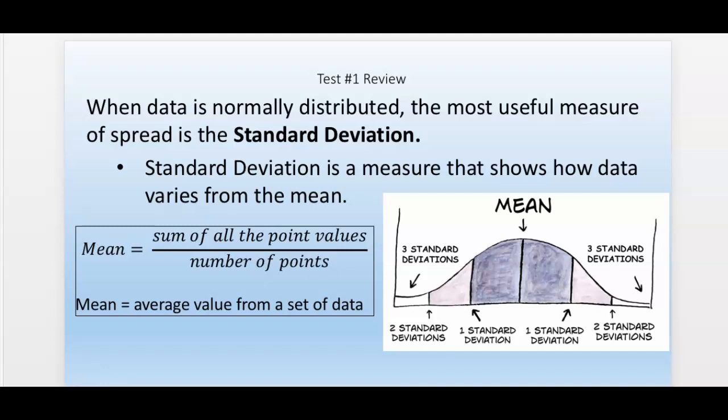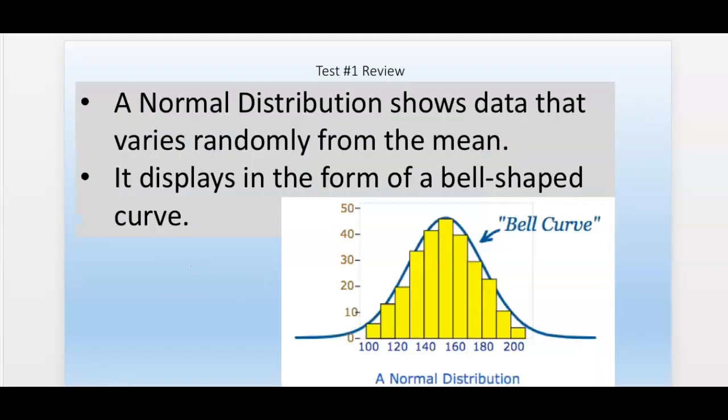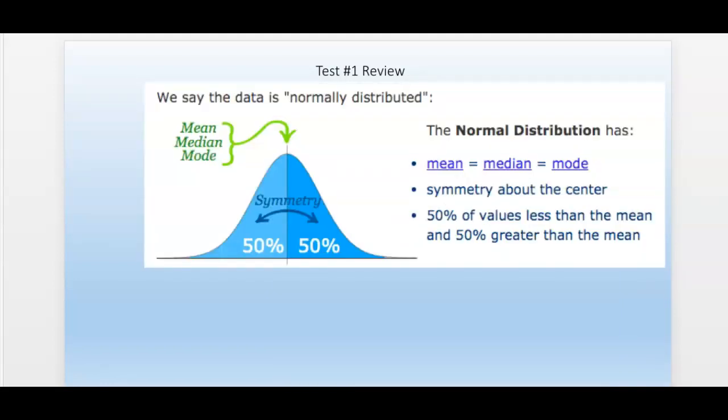Now, when a set of data is normally distributed, the most useful measure of spread is the standard deviation. It's a measure that shows how data spreads from the mean. And again, the mean is the average. A normal distribution, a bell-shaped curve that looks like that, shows how data varies randomly from the mean. Half of the data is below the mean, half of the data is above the mean. The mean, the median, and the mode are about the same.